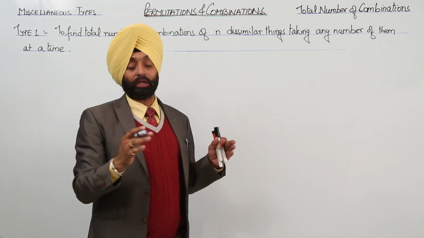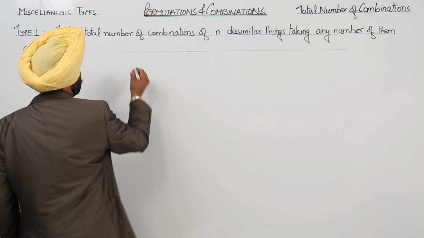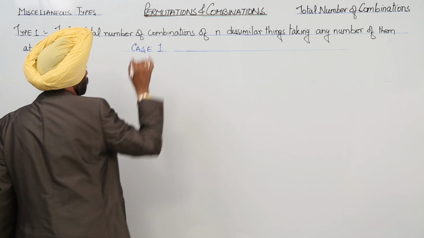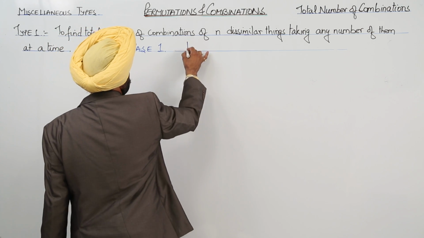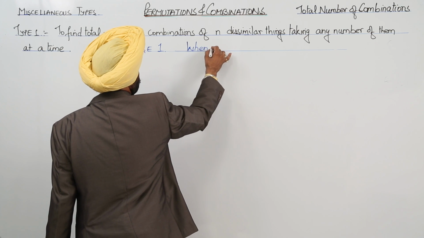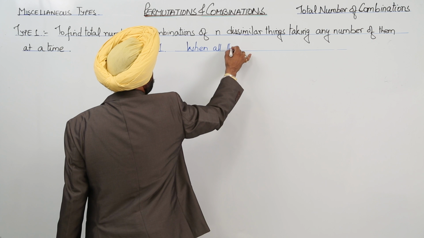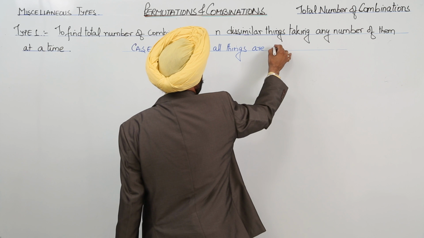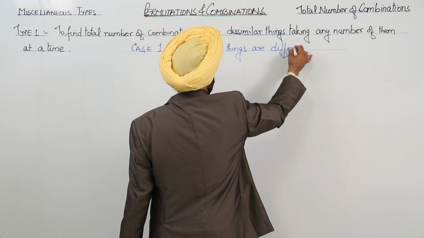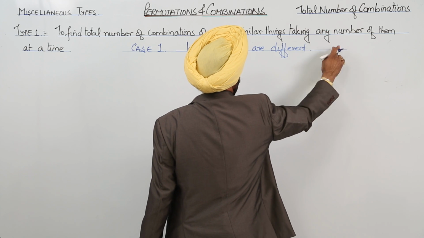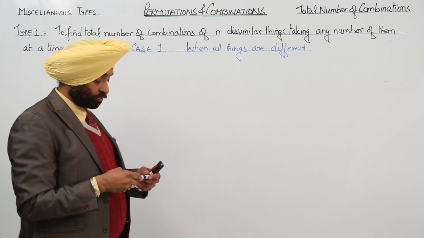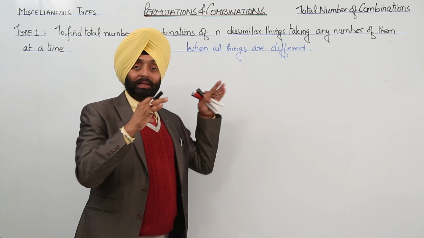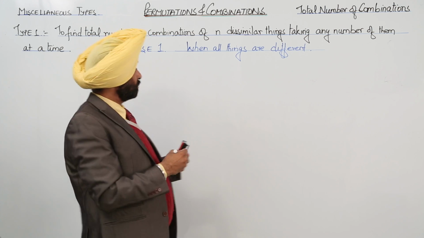Now here we are having two types of possibilities. Possibility number 1 we are discussing as case 1. Now in case 1 what we are going to write is: when all things are different. When all things are different, so this is case 1. Now basically what it states, I am going to explain with the definition part, the written part, and then with the example. Okay.